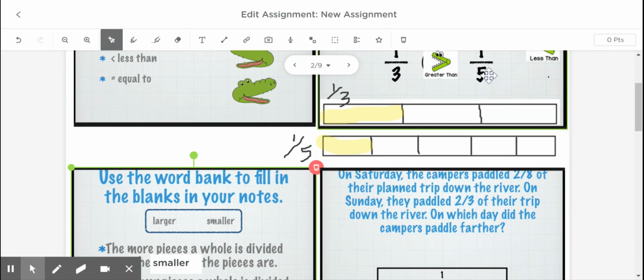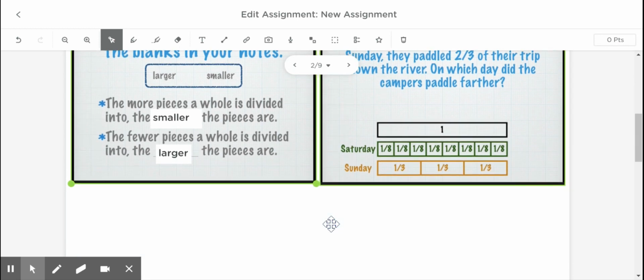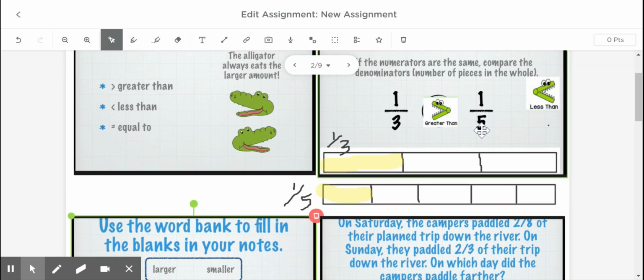Okay? So it kind of works backwards. The larger the denominator, the smaller the piece. Let me say that again. The larger the denominator, the smaller the piece. The smaller the denominator, the larger the piece. So it kind of works backwards.